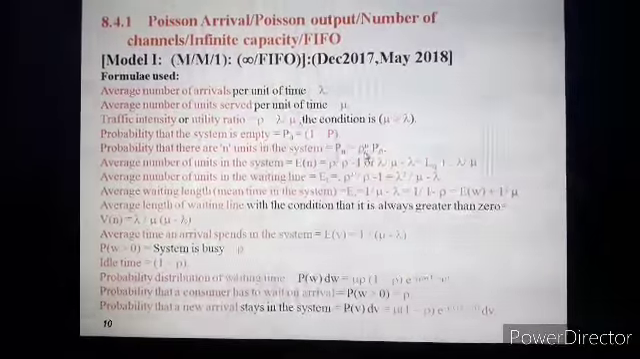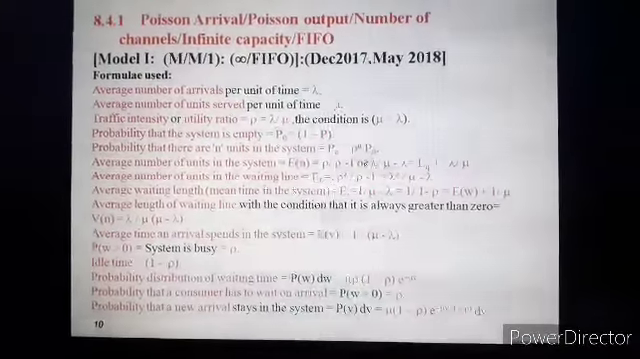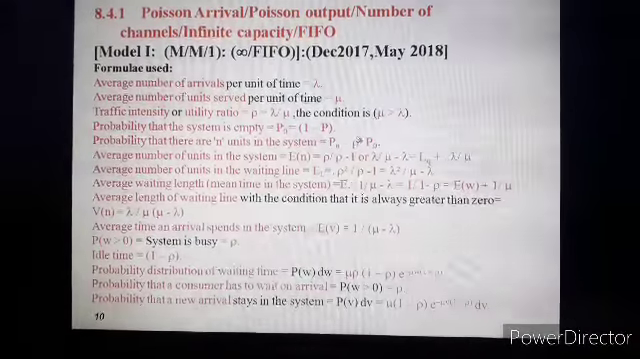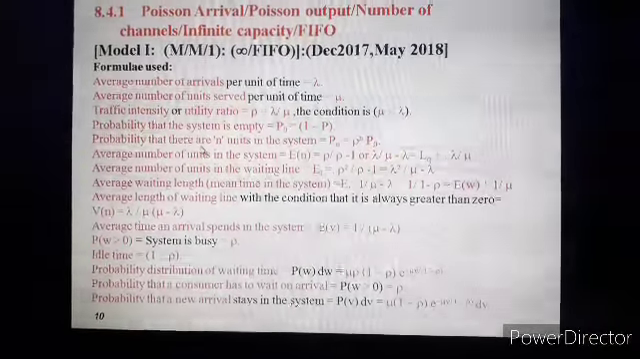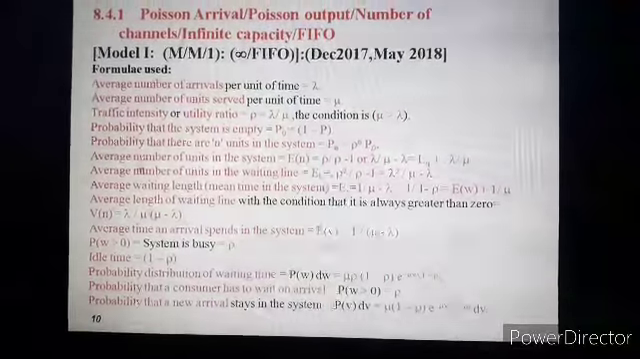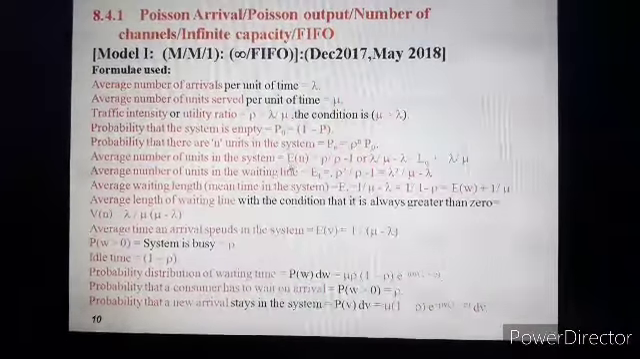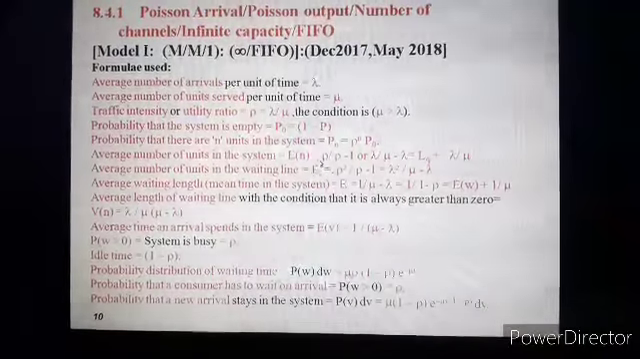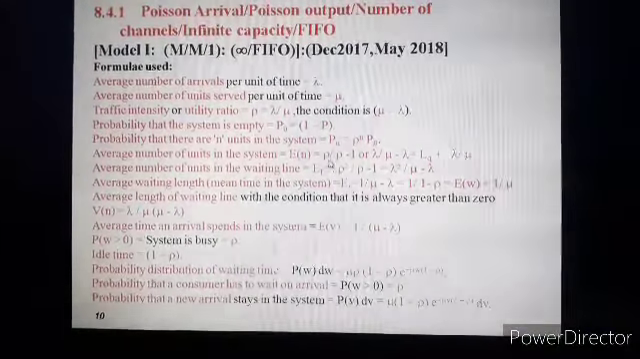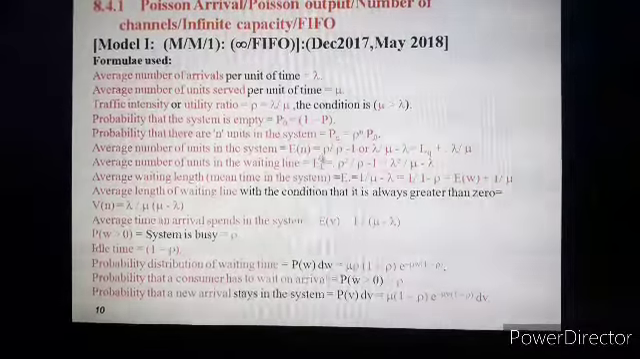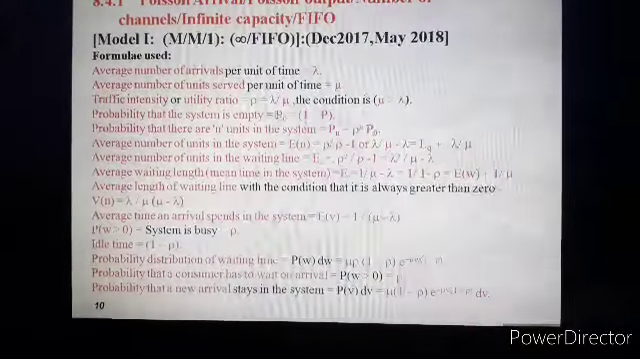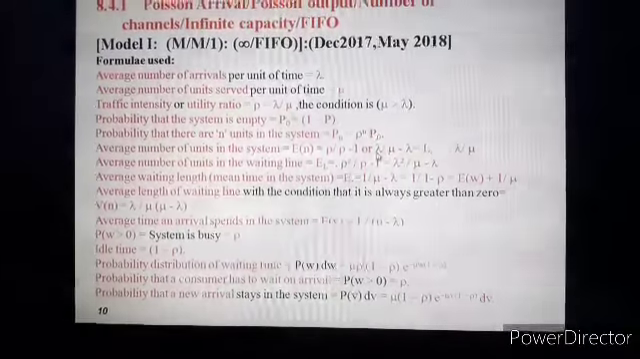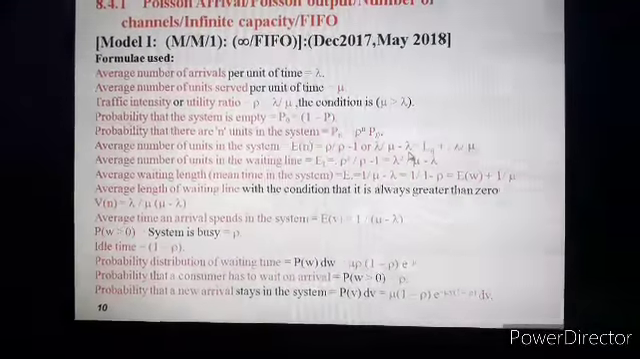Again, this small n is the number of units in the system, and P0 is the probability that the system is empty. So this is the next important relation in terms of probability. Then the average number of units in the system is denoted by capital E of n. So it is taken as rho upon rho minus 1. So this is the basic formula. Again, when we substitute the value of this rho, that is lambda by mu, then accordingly we can modify that expression. So it is lambda upon mu minus lambda.